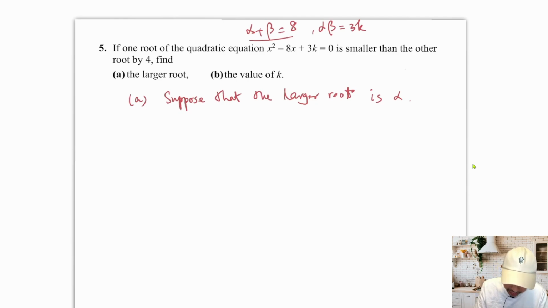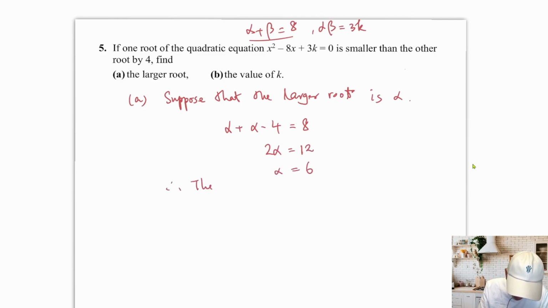Okay, so the sum of roots is 8. Alpha plus alpha minus 4 is equal to 8. So 2 alpha is 12. Alpha is 6. Okay, so the larger root is 6.